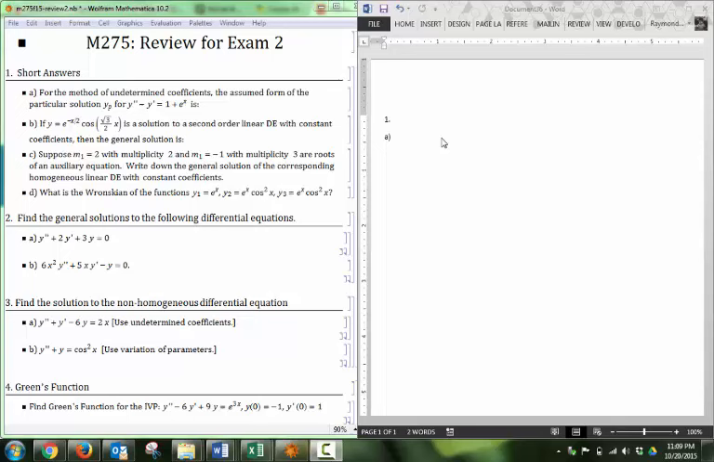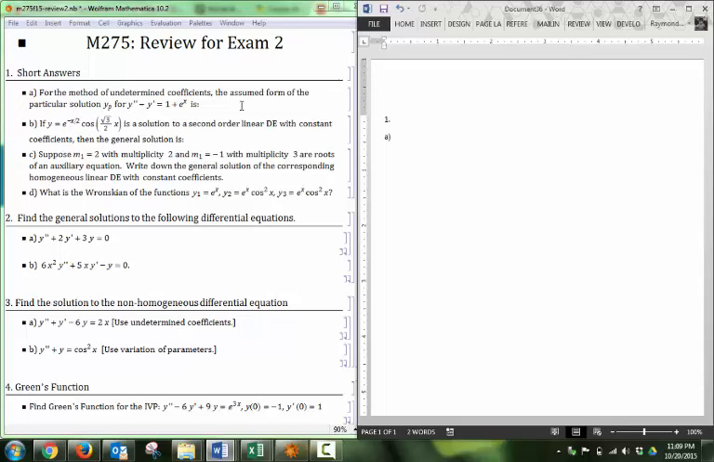Okay, let's run down a quick review for your second midterm. On my left side here is a review sheet, the sheet that you should have been able to download, and we'll try to put the solutions on the right side. All right, for the first one, part A.